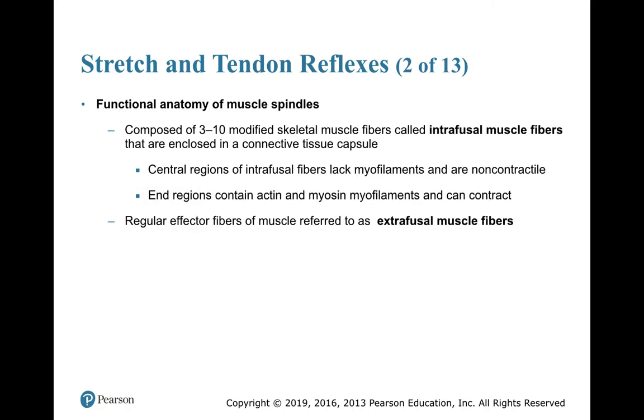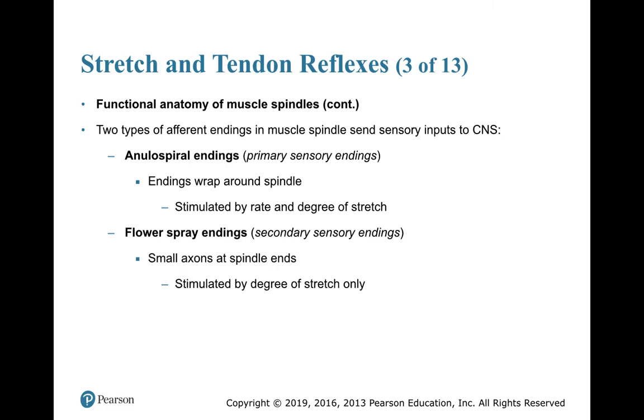The muscle spindles are composed of 3 to 10 modified skeletal muscle fibers called intrafusal muscle fibers that are enclosed in a connective tissue capsule. So they're not really muscles, they're kind of more like a nerve, but they're built like a muscle. They have a central region of intrafusal fibers that lack myofilaments and are non-contractile. Each end region does contain actin and myosin filaments that can contract. The regular effector fibers of the muscle are referred to as extrafusal muscle fibers. So when we talked about muscle fibers, we were talking about extrafusal muscle fibers.